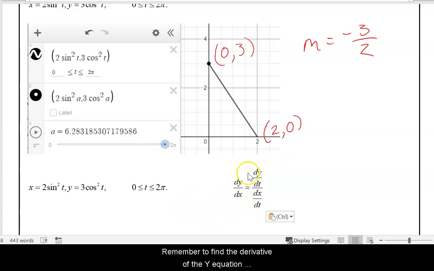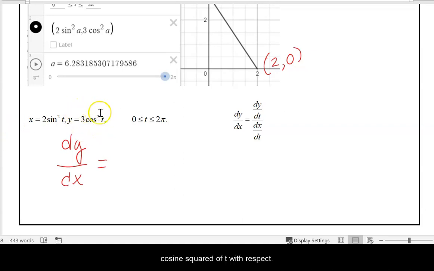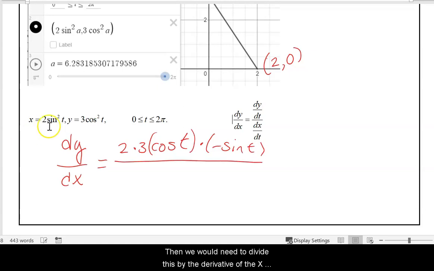Remember to find the derivative of the y equation with respect to t and divide it by the derivative of the x equation with respect to t. In terms of what I have, this would give rise to the following formula. dy/dx, which is the derivative, would be equal to the derivative of 3 cosine squared of t with respect to t. This involves the chain rule, which would bring the 2 to the front times 3 cosine of t multiplied by the derivative of cosine, which is negative sine. Then we would need to divide this by the derivative of the x equation with respect to t.